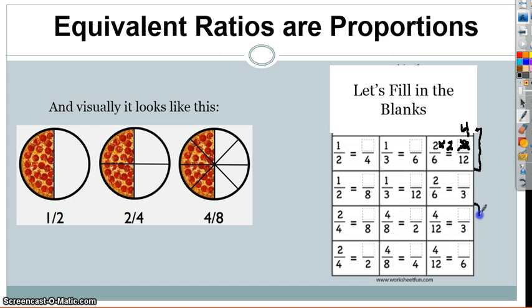Now let's look at this set of fractions down here. 4/12 is equivalent to blank over 3. We see that 12 divided by 4 equals 3, so we want to also divide by 4 up here. 4 divided by 4 is 1. So 4/12 is equivalent to 1/3. These ratios are equal. Now let's take a moment and look at another problem.